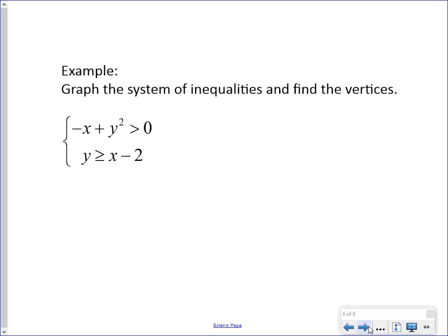Something interesting to note, if I'm looking at this very first curve right here, negative x plus y squared greater than 0, we don't normally see a lot of equations that look like y squared, right? Usually if we see a squared, it's x squared. So what shape is x squared? The parabola, but you've always seen the parabola open up or open down. So when we switch it and we make it a y squared, now our parabola opens right or left.